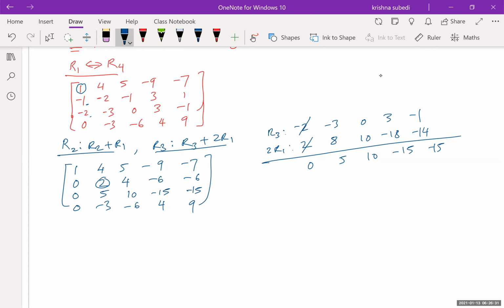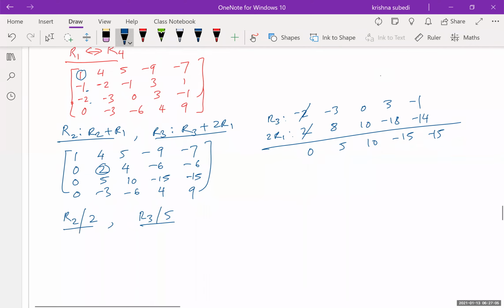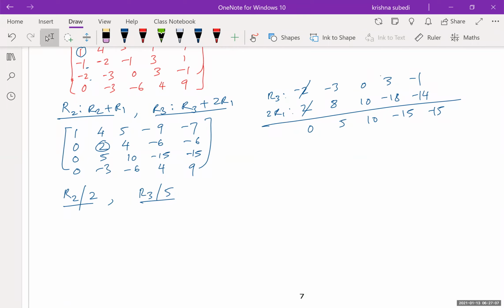Okay, good job there. All right, if anything can be taken common from R1, R2, R3, or divided by a certain number to make life easy, go for it. You don't have to do it, but that will make life easy, I think. So I see that in R2, I can divide by 2, and R3 I can divide by 5 in order to make life easy. Again, it's not a requirement, okay? Keep that in mind.